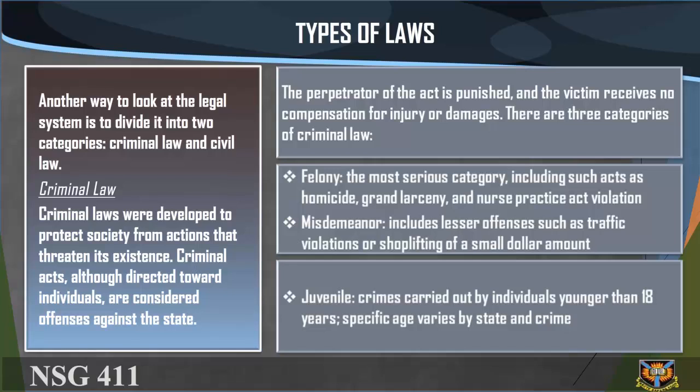There are three categories of criminal law. 1. Felony, the most serious category, including such acts as homicide, grand larceny, and nurse practice act violation. 2. Misdemeanor, includes lesser offenses such as traffic violations or shoplifting of a small dollar amount. 3. Juvenile, crimes carried out by individuals younger than 18 years. Specific age varies by state and crime.